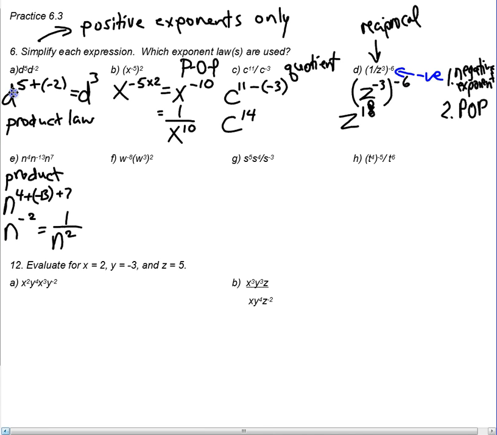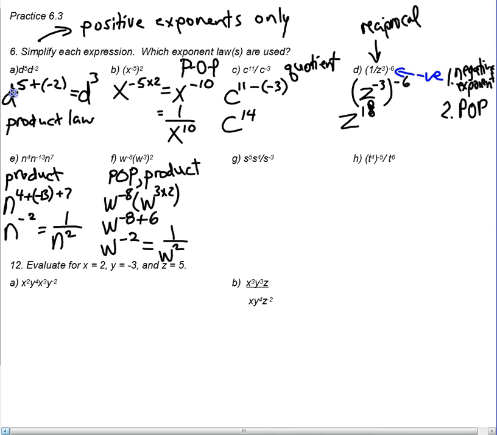In F, we're going to be applying the power of a power law followed by the product law. And a little bit of order is important here. We have to do brackets first. There's nothing to do in brackets, but we do have an exponent on that bracket, so we're going to take w to the -8, multiply that by w to the 3 times 2, and that's w to the -8 plus 6, because 3 times 2 is 6, so that would give us w to the -2, and then that's going to require us to use the negative integer exponent definition, which is 1 over the base to the +2.